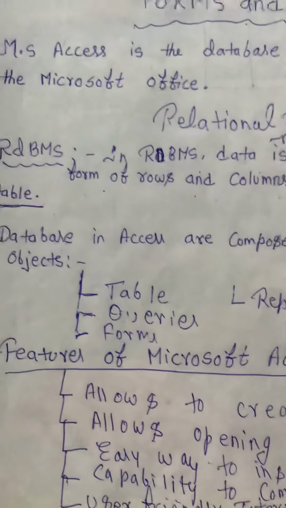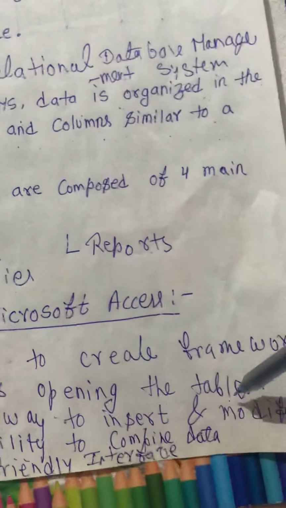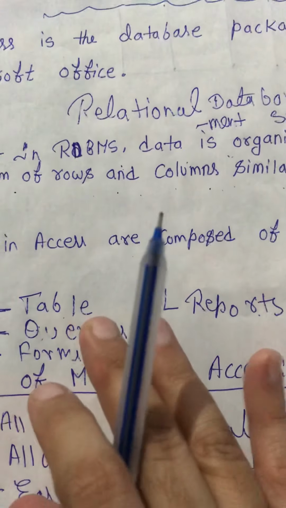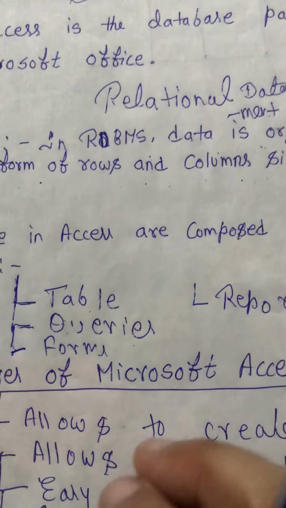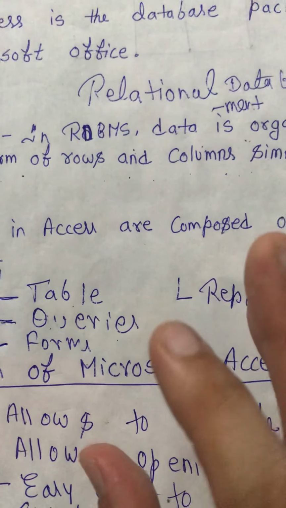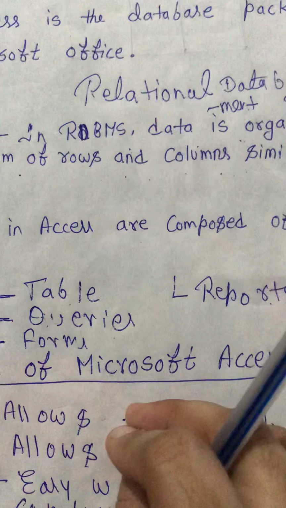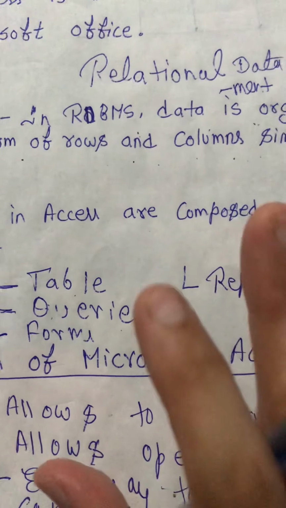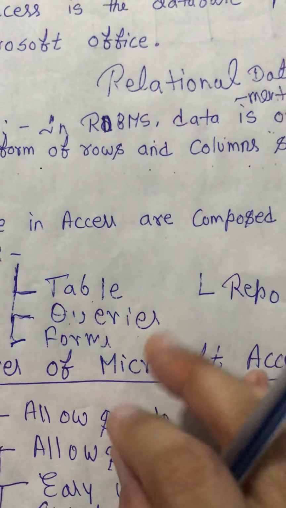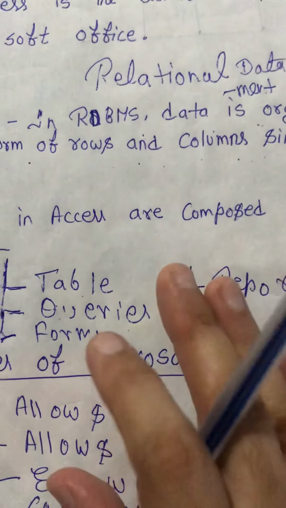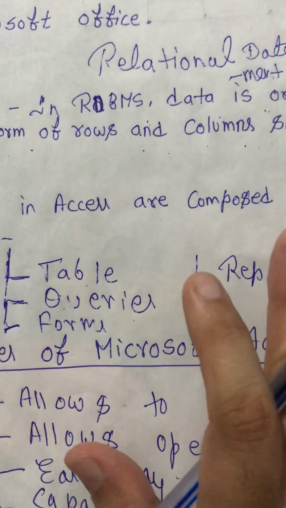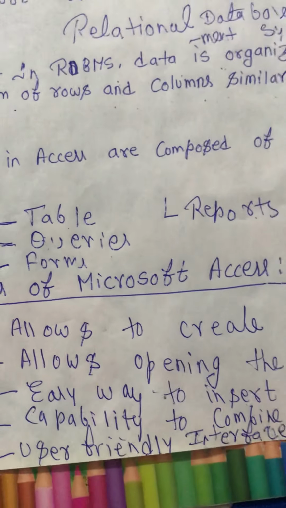Understood? Third is easy way to insert and modify. Microsoft Access provides us a quick and easy way to modify and insert records into your database. And what are records? A record is the collection of the related fields in a database. You already know. I am repeating, a record is the collection of the related fields in a database. What is the next feature?